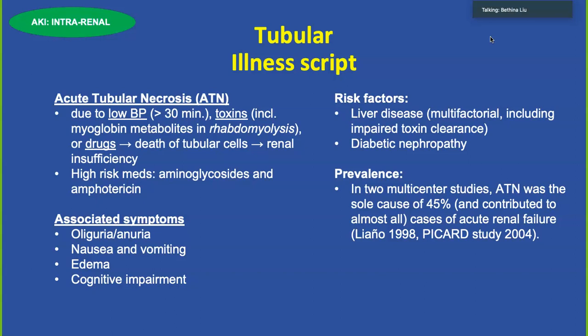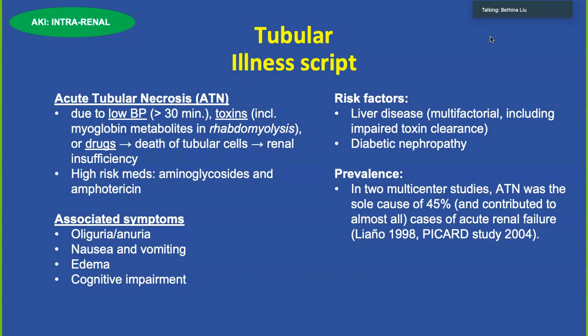A cause of intrarenal AKI is acute tubular necrosis. This is typically due to a prolonged period of hypotension, so greater than 30 minutes. It can also be secondary to toxins. This includes myoglobin metabolites and rhabdomyolysis, or drugs that cause death of tubular cells and result in renal insufficiency.